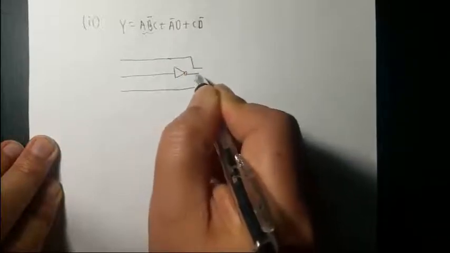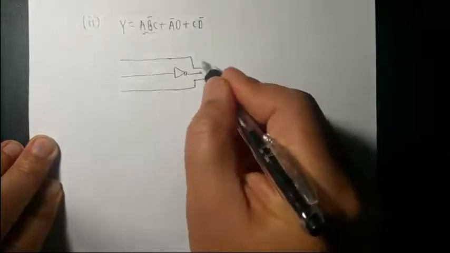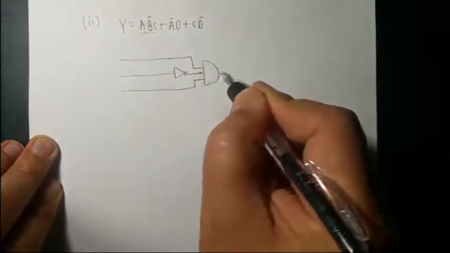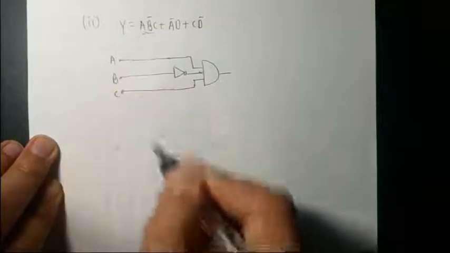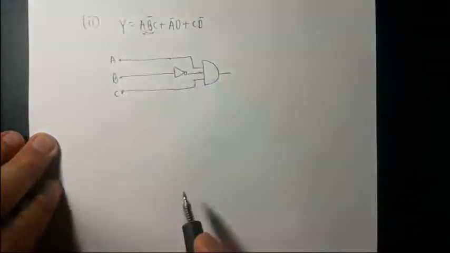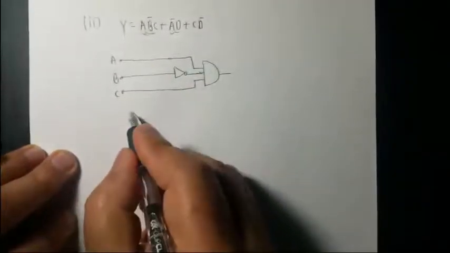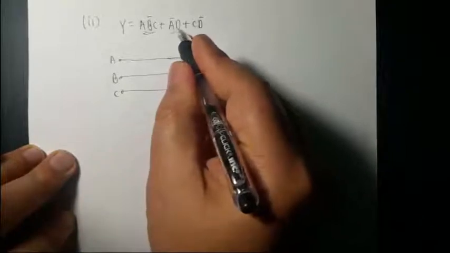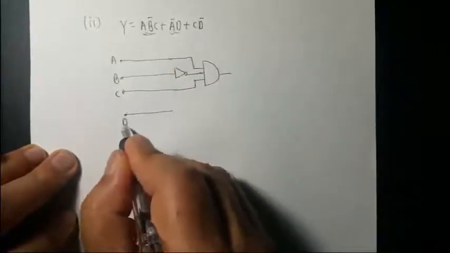So you combine with an AND gate because you need the product. This is the AND gate symbol. So this is A B complement C. We're done with the first. The second step is A complement D. You already have A, so you need one more input, which is D.